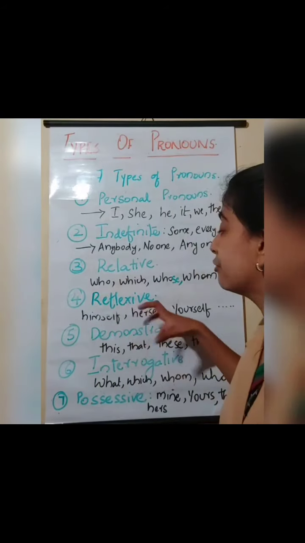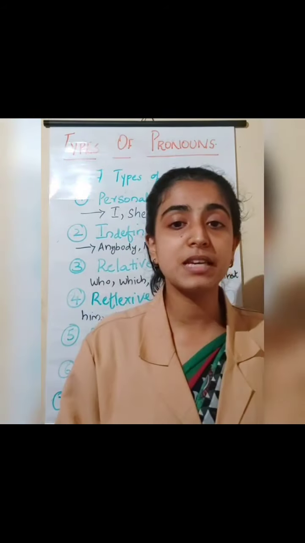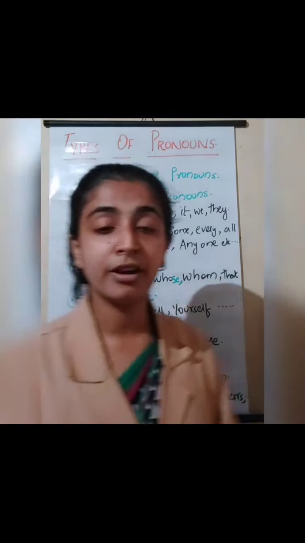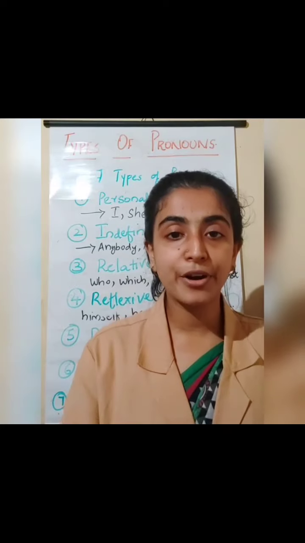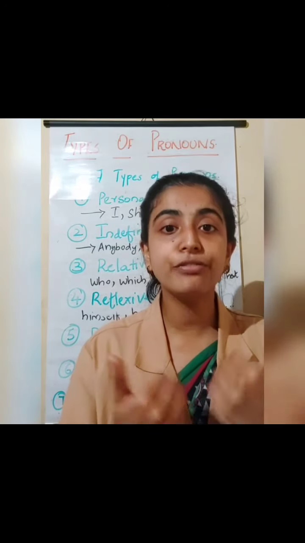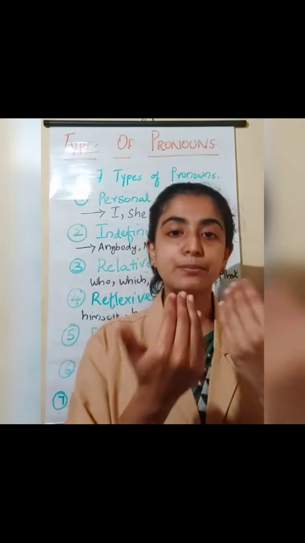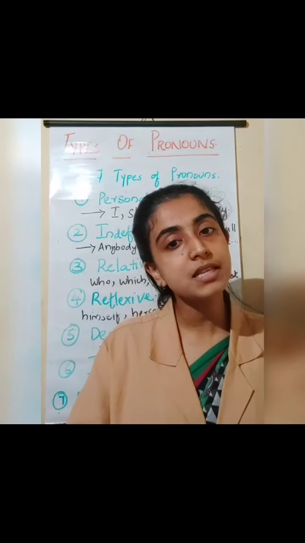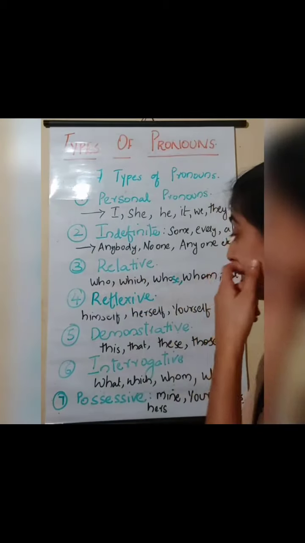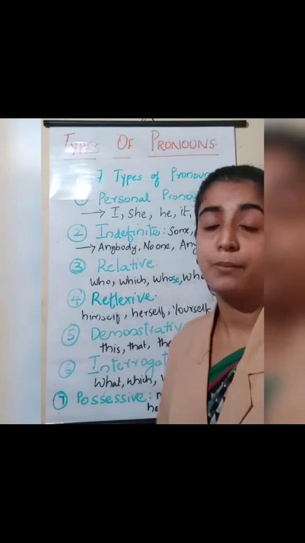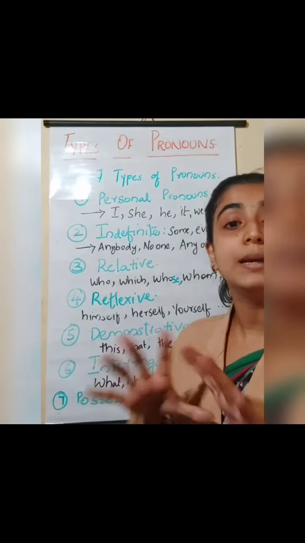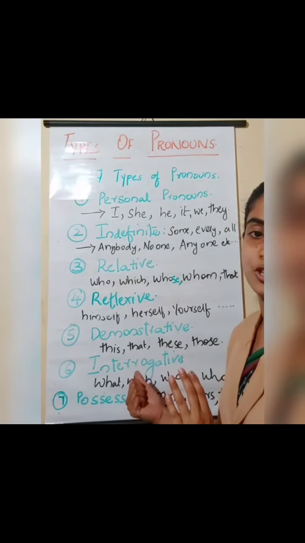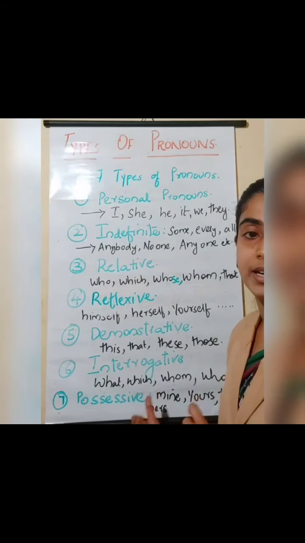And the next one is reflexive. Reflexive pronouns means simply reflexive. A person has done something and the effect or the result of that came to that person itself. That is known as reflexive. He hurt himself. Now, next one is demonstrative. Demonstrative means if you want to demonstrate, if you want to explain about something, you can make use of demonstrative. And the next one is interrogative.